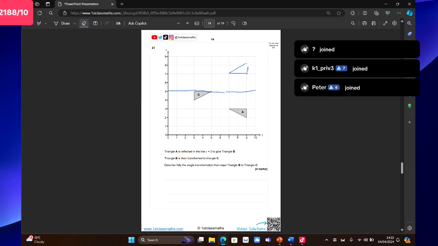Let's just do that again. It's going to be triangle B. Then it says triangle B is transformed to triangle C. So from B to C, that will be a rotation, in this direction. So in this direction, if you follow, this way is going to be clockwise. So it is going to be 180 degrees rotation.